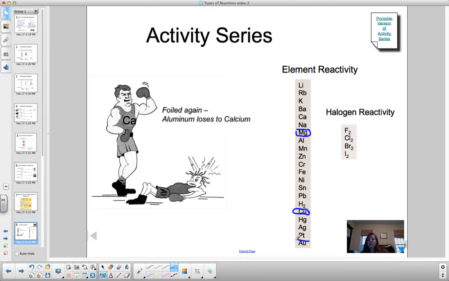But the biggest loser of all is gold. Anything can replace gold. It's very sad. And silver is pretty low down there on the pedestal too. Okay, so if it's higher up, it has the ability to kick out anything that's below it. Here's the halogen reactivity. Remember group 7s. We know that fluorine is the most reactive, and then it just kind of goes down from there.